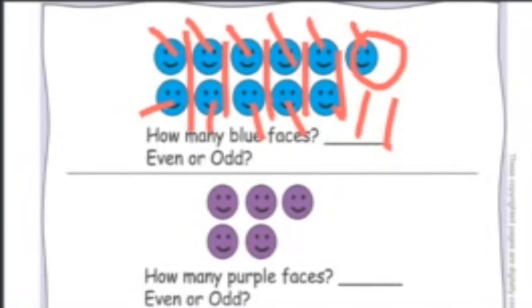Now what about the next? Let's share into partners of 2. 1, 2. I have 1 left, looking for a partner. That means this is also an odd number, not an even number. But how many faces are here? 1, 2, 3, 4, 5. So that means 5 is also an odd number. It is not an even number. Alright, let's go to the next.